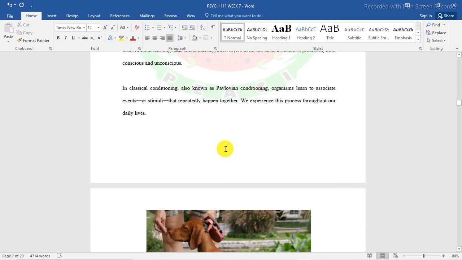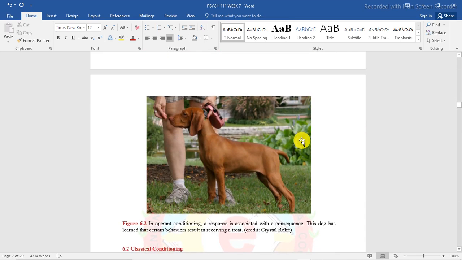So, in classical conditioning, also known as Pavlovian conditioning, kasi kay Ivan Pavlov to, kaya Pavlovian na yung also known as classical conditioning. Organisms learn to associate events or stimuli that repeatedly happen together. We experience this process throughout our daily lives. So, pag paulit-ulit palagi yung nangyayari, paulit-ulit na pinapayari sa atin, meron tayong natutunan. We associate this. Organisms learn to associate these things pag paulit-ulit na. So, ano to? Here's a picture, example.